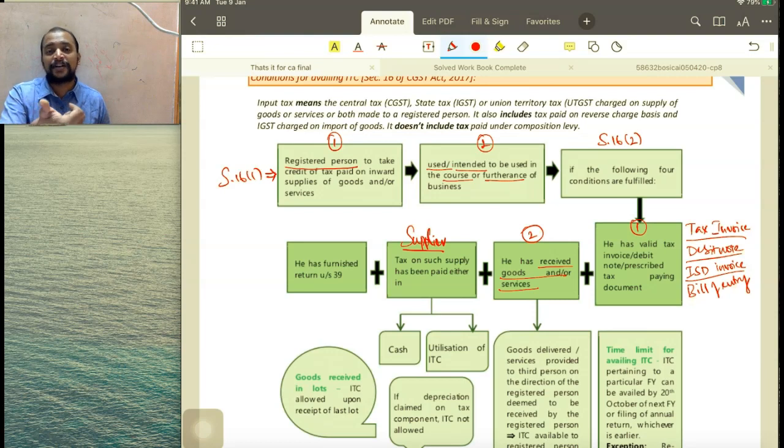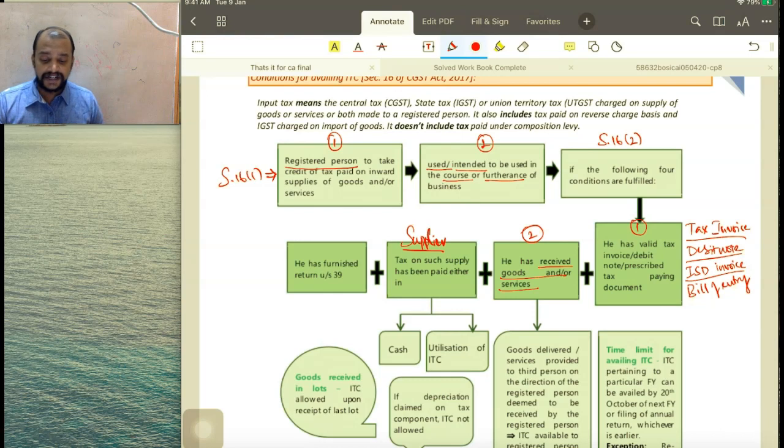This is where the matching concept I told you. When your supplier has not paid GST, you cannot take the ITC. Even though you can take ITC on a provisional basis, after matching that gets reversed. So therefore, tax should be paid on such supply by the supplier. And how should that supplier pay tax? Either using his input tax credit or by cash he can make the payment.